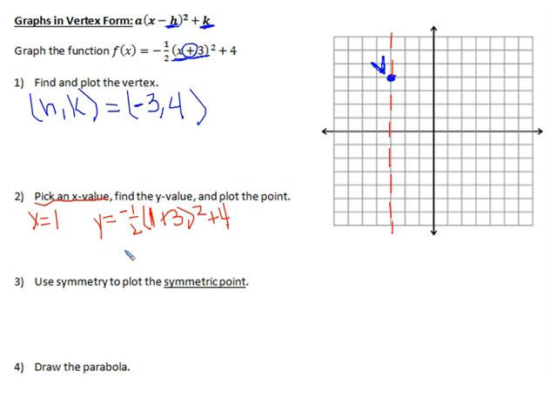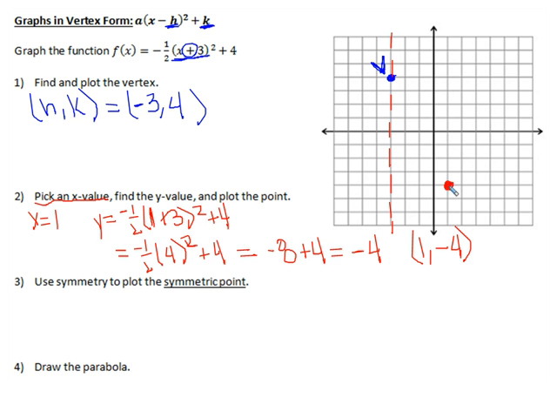Alright, so let's think about this. We have negative 1/2, and 1 plus 3 changes to a 4, squared, plus 4. Let's keep going. 4 squared is 16, but if I multiply that by negative 1/2, half of 16 is 8, but since it's negative, I'd get negative 8, and I still have that plus 4. Negative 8 plus 4 gives me negative 4. So the point I picked, when x was 1, ended up being a negative 4. Let's plot that point. We can go 1, 1, 2, 3, negative 4, somewhere right there. So there's the point I picked.